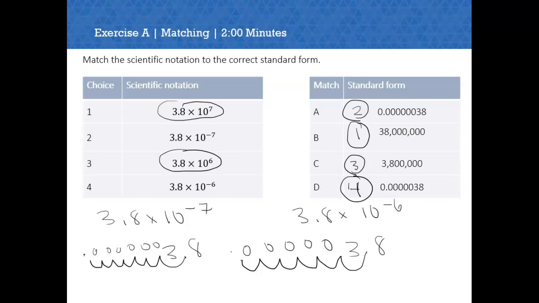So if it's a positive exponent, we move it to the right. If it's a negative, we move it to the left. And we have to count any numbers we go around as part of our movement. So don't just add in zeros.